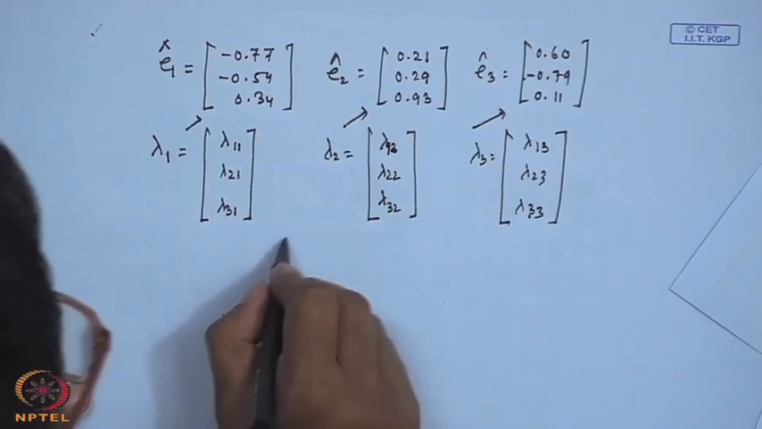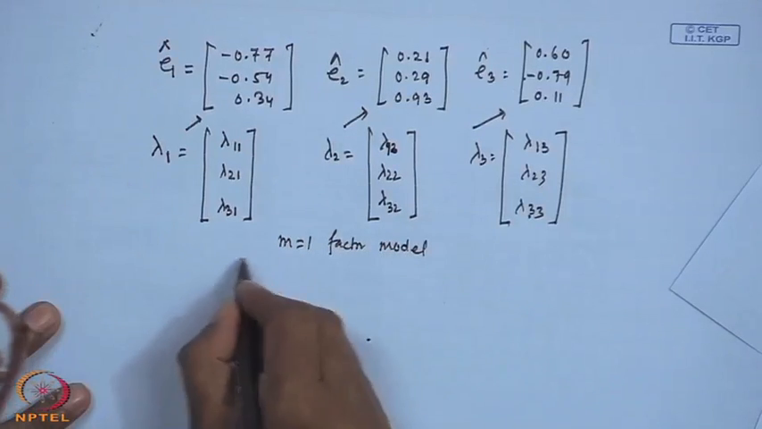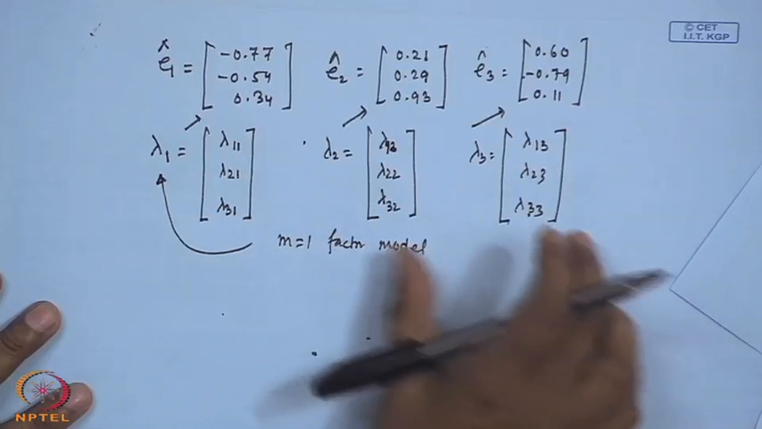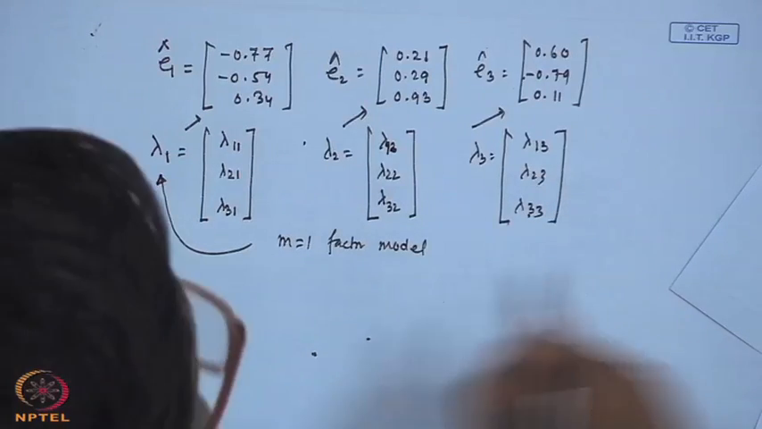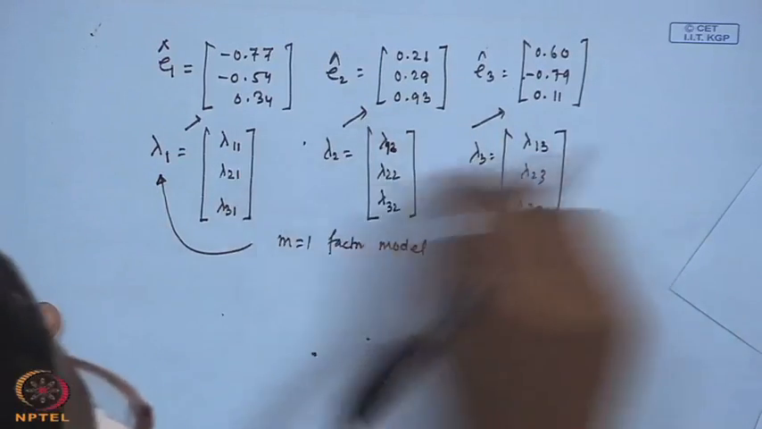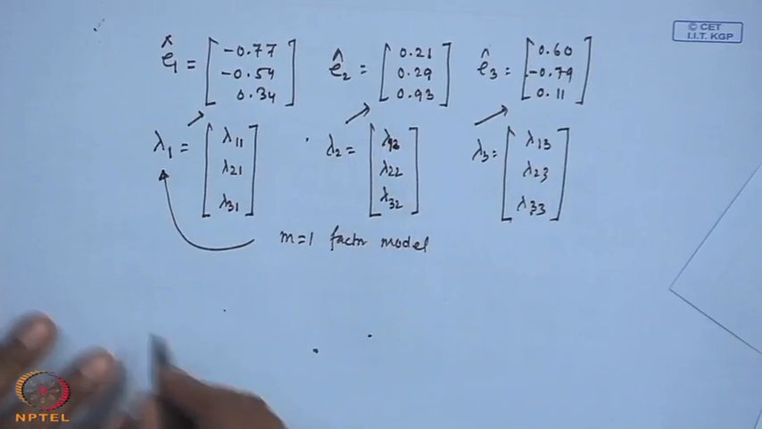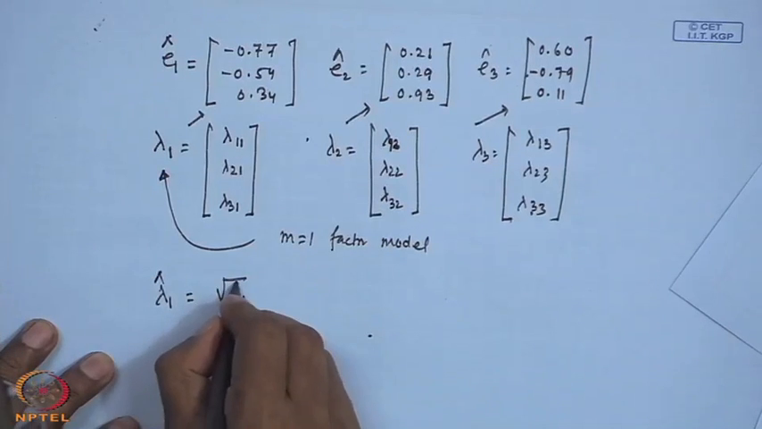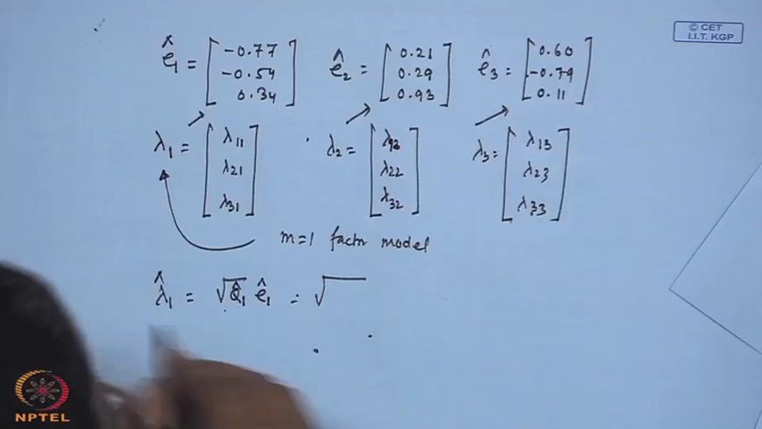Our question is, we want an m equal to 1 factor model. So we are concentrating only on lambda 1, not the other two. These effects we are basically giving to the psi, and we are saying that this 1 factor is sufficient. Okay, so then lambda 1 estimate, what we have said, this is Q1 E1 estimate.